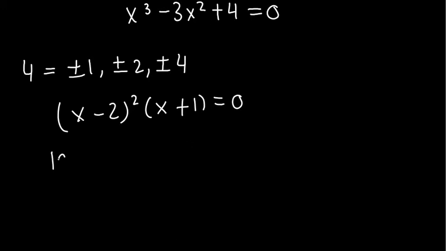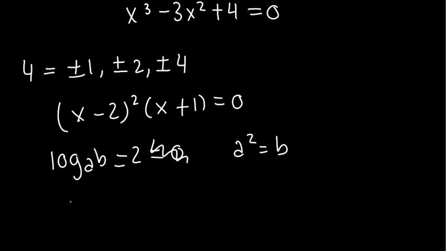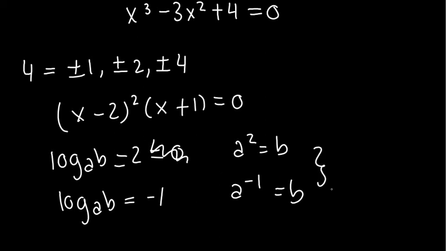Plugging our substitution back in, we get log base a of b minus 2 is equal to 0, so log base a of b is equal to 2. That means a squared is equal to b. And then we also have log base a of b is equal to negative 1, so a to the negative 1 is equal to b as well. We have to choose between these two. Well, it said that 2 has to be less than or equal to a and b, so it has to be positive integers only. So this second case is ruled out.